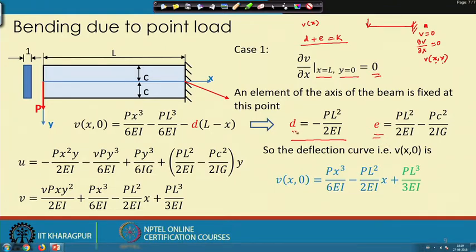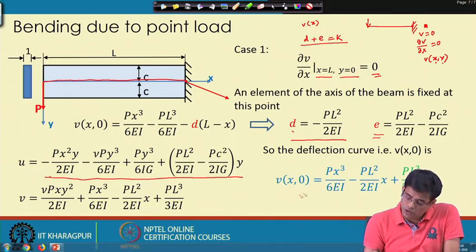Now, once we find d and e, we can find the complete solution in terms of all known constants. If you look carefully, this is the u solution, meaning the displacement along the x axis, and this is the v solution. Now, if I put y equals 0, then this line is my deflection curve. So, that deflection curve at y equals 0 is this.